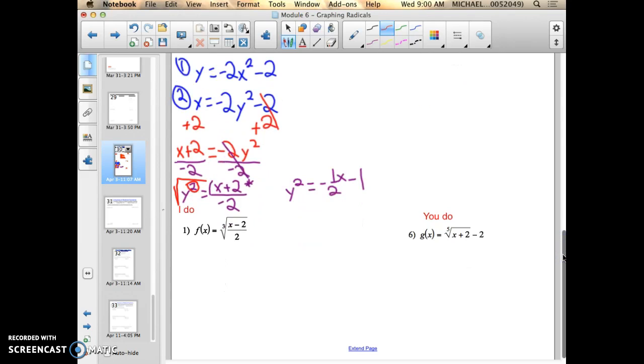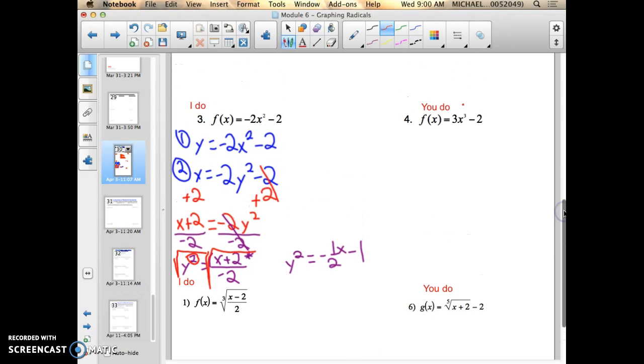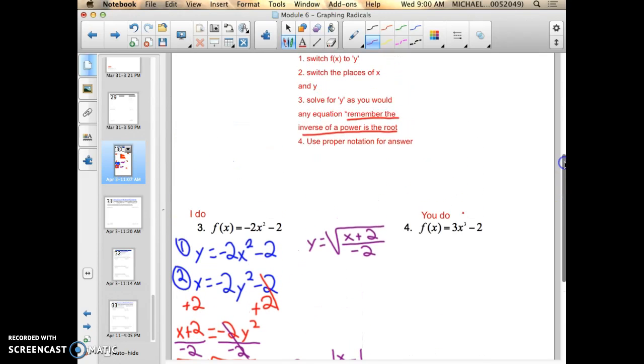But if I take the square root of one side, I have to take the square root of the other side. And so I'm left with, I'll write it up here, y equals the square root of (x plus 2) divided by negative 2. All of that exists underneath the radical. I've solved for y, so I've done step 3 as well.